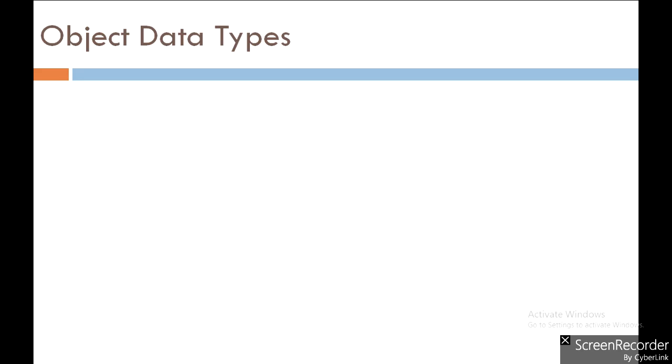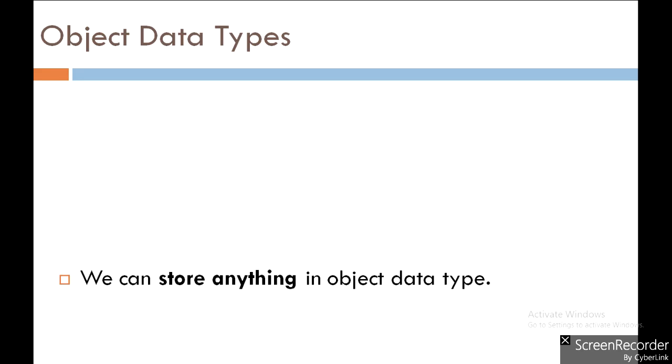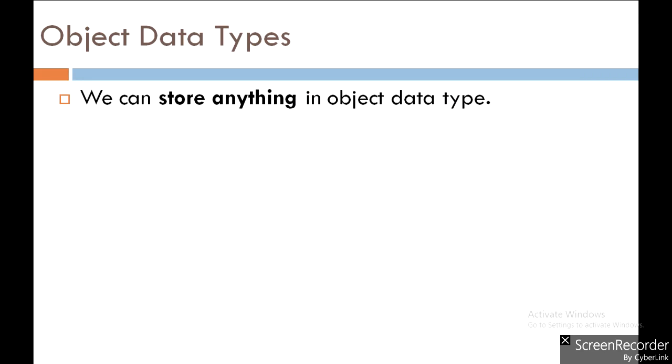Now next topic is object data type. Object data type can store anything. It can point to data of any data type.